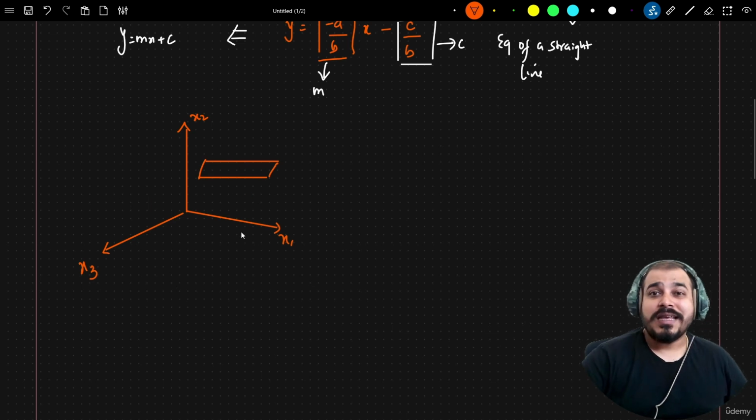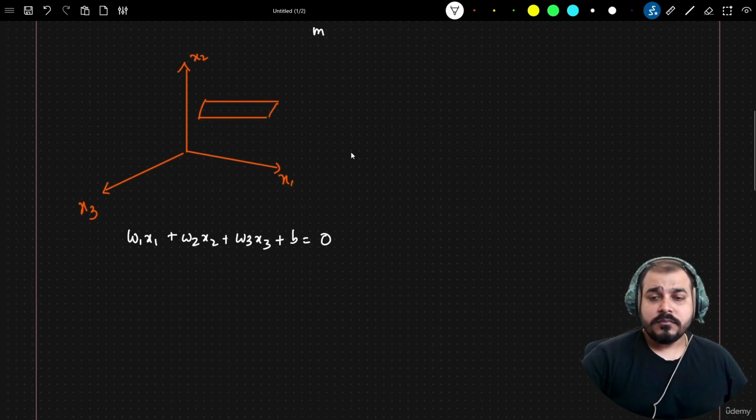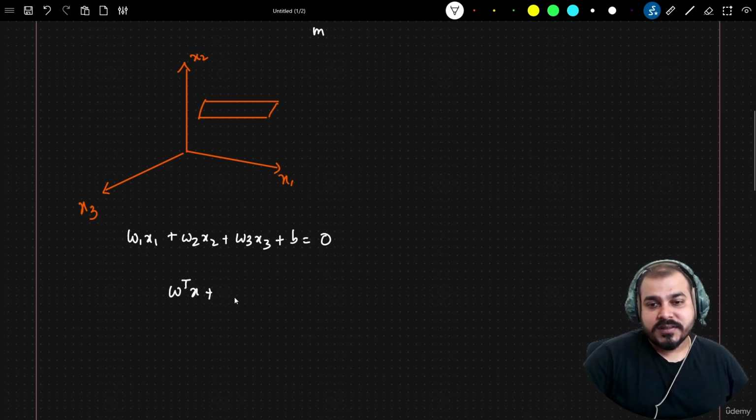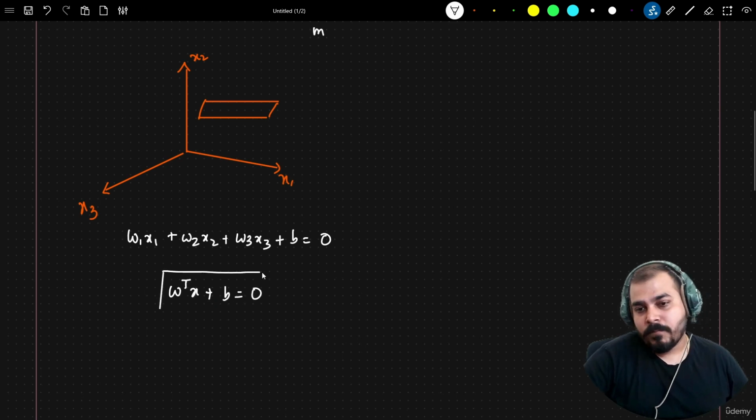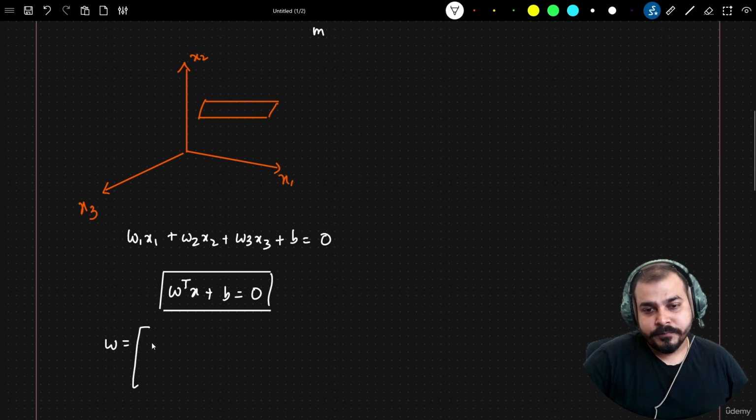Now with respect to this, the equation will again change a little bit, okay? With respect to a 3D plane, this equation will become w1x1 plus w2x2 plus w3x3 plus b, which is basically my intercept, is equal to 0, right? So here I have three axes x1, x2, x3. With respect to that, I have three coefficients w1, w2, w3. And again, as usual, I can also represent this as w transpose x plus b is equal to 0, right? The same thing. Here w will be w1, w2, w3.